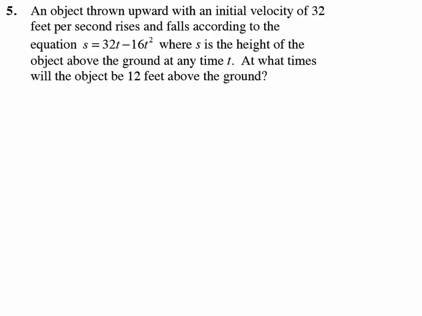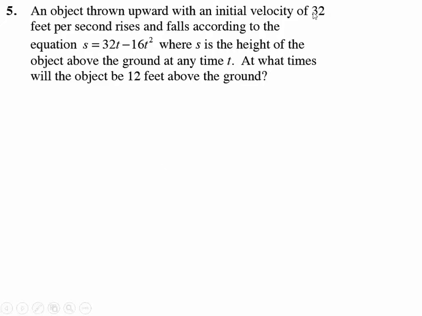An object is thrown upwards with an initial velocity of 32 feet per second. It rises and falls according to the equation. There it is. S is the height of the object above the ground, t is the time. At what times will the object be 12 feet above the ground?